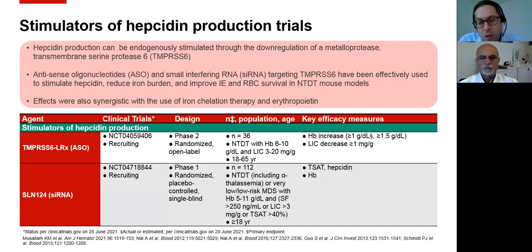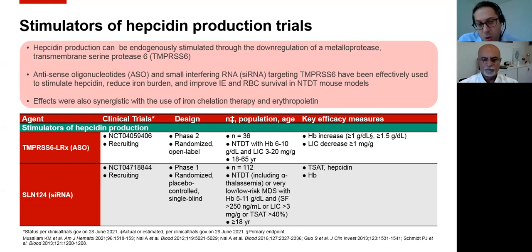In the figure that Dr. Taher showed, looking at novel therapies, the other pathway that's being looked at to address the unmet needs in NTDT is the hepcidin dysregulation. As we mentioned earlier, since hepcidin levels are low, this is leading to increased intestinal iron absorption. Originally these therapies targeting the hepcidin pathway were looking at preventing the iron overload through an increase in hepcidin level and decrease in intestinal absorption.